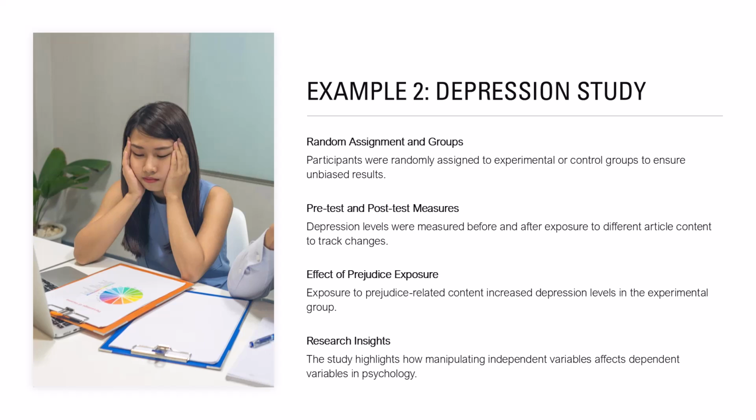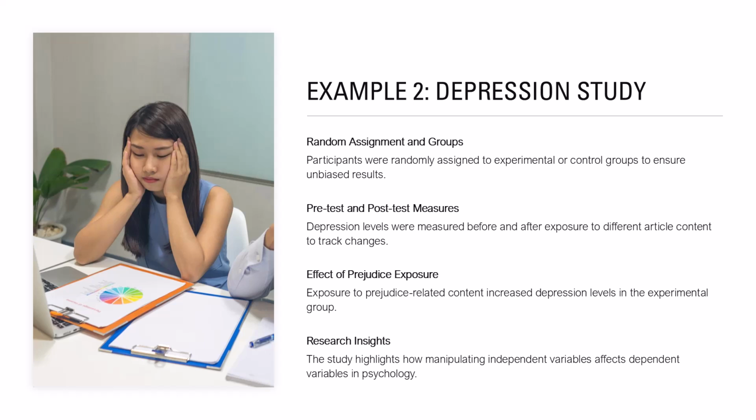All participants completed a pretest to evaluate their depression levels, with no significant differences found between the groups. The experimental group was then asked to read an article suggesting severe and pervasive prejudice against their racial group, while the control group read a different article.